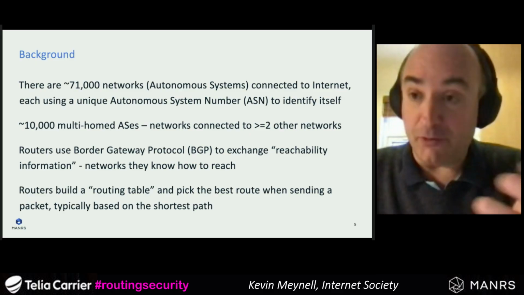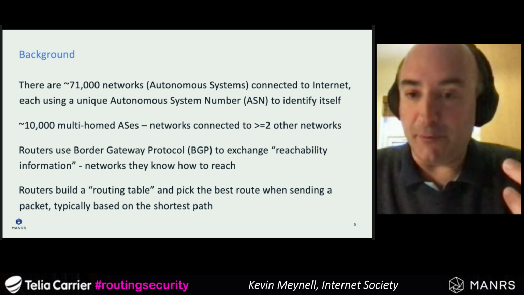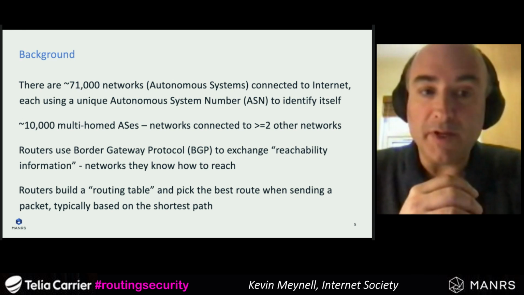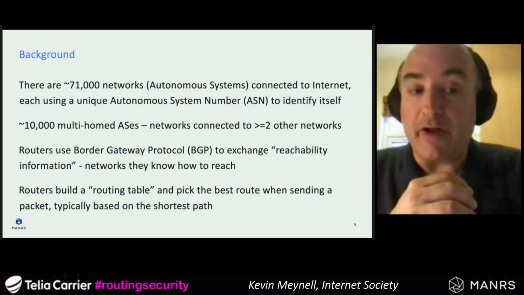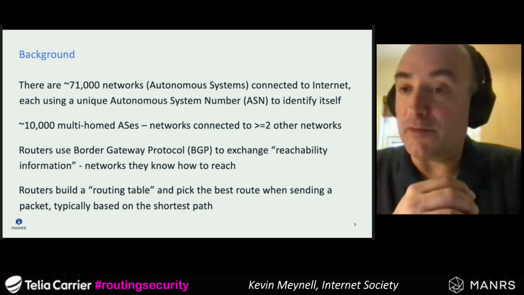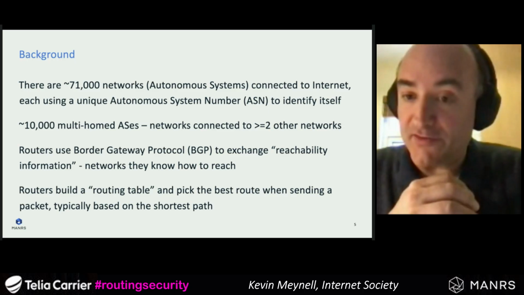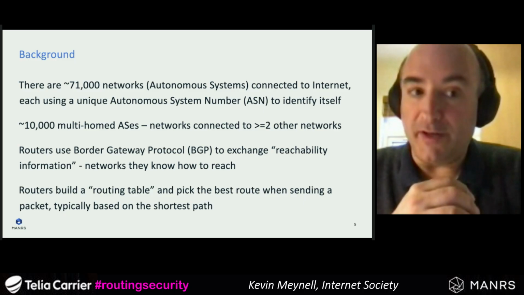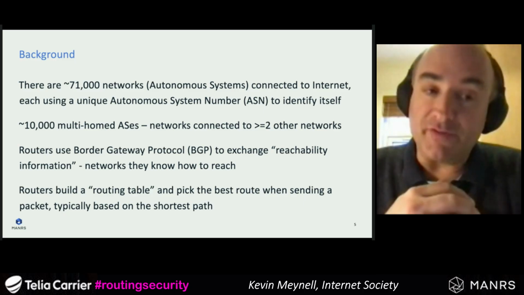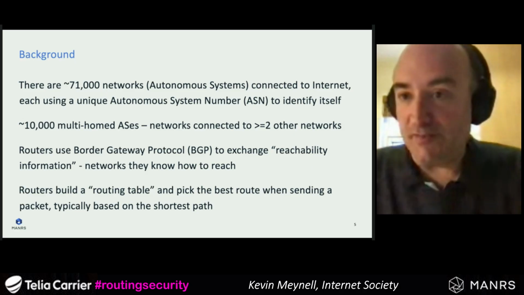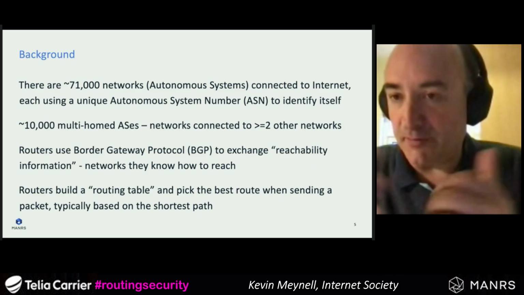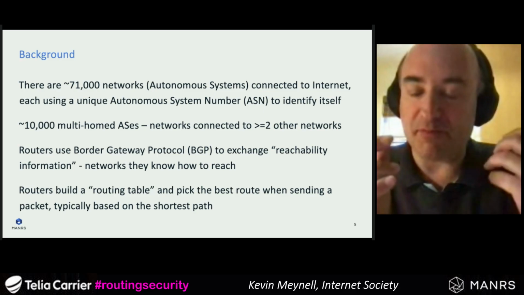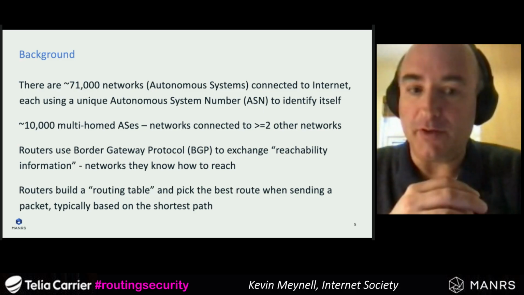By this I mean autonomous systems. These networks are identified by a unique autonomous system number. Of these 71,000 networks, there are around 10,000 multi-homed ASs, in other words, networks that are connected to at least two and sometimes more other networks on the internet. So you can see the vast majority of networks, over 60,000, are actually what you would call end customer networks.